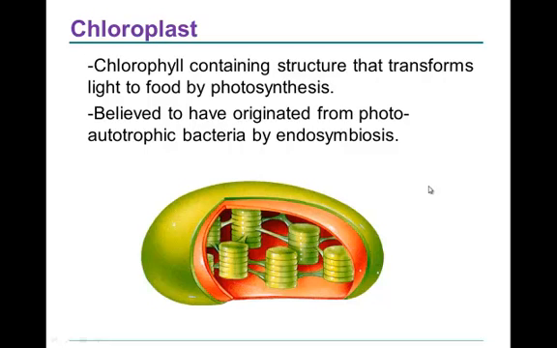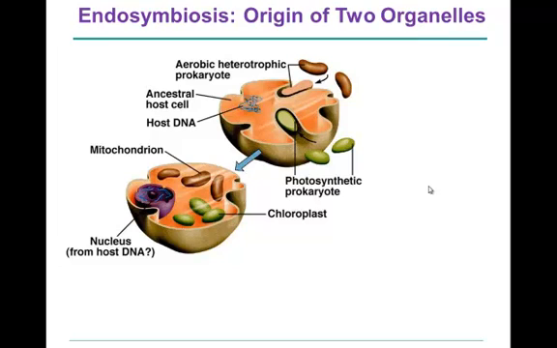So let's talk more about endosymbiosis, believed to be the origin of two organelles. This is showing time 1 and time 2. This little blue arrow separates them. So up here, this shows an aerobic heterotrophic prokaryote. In other words, a little bacterium, and it is engulfed by a larger cell, and at time 2 it takes up residence and becomes a mitochondrion.